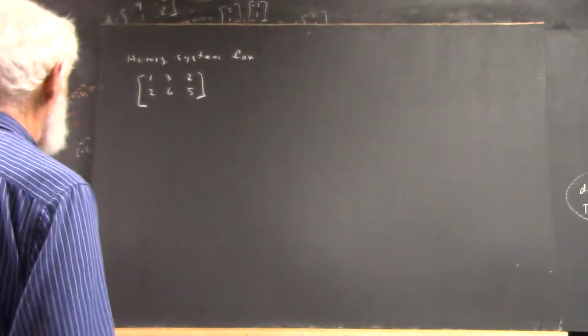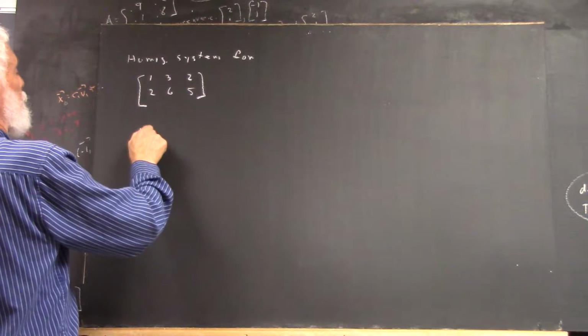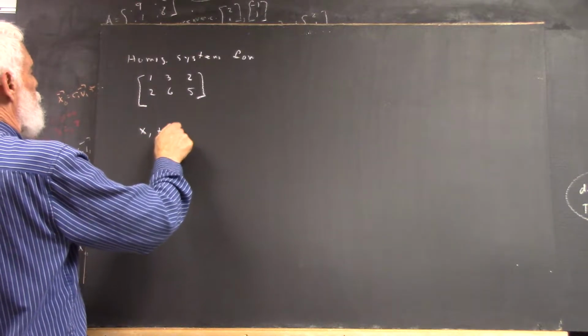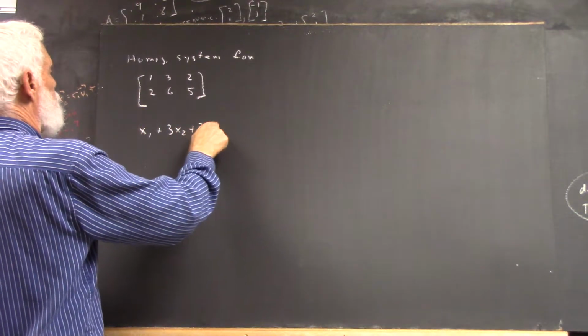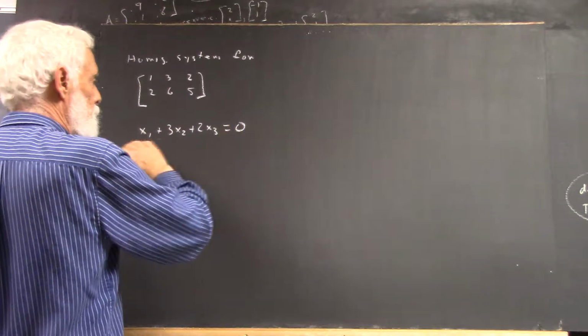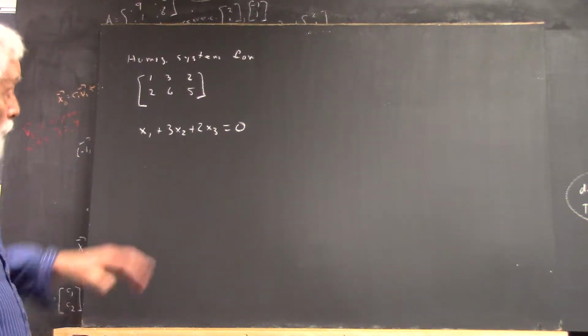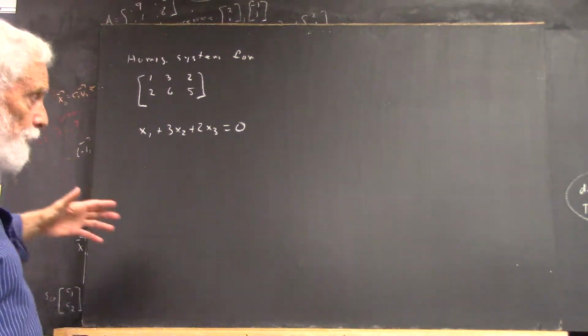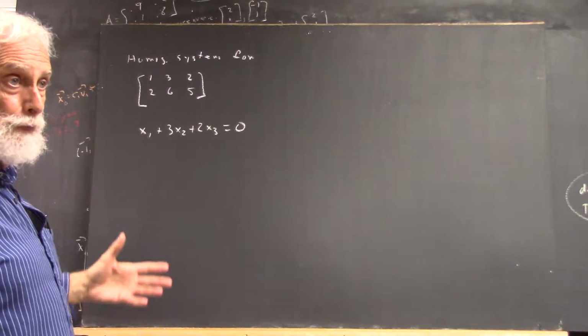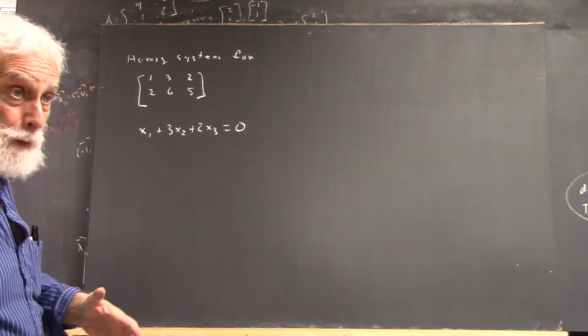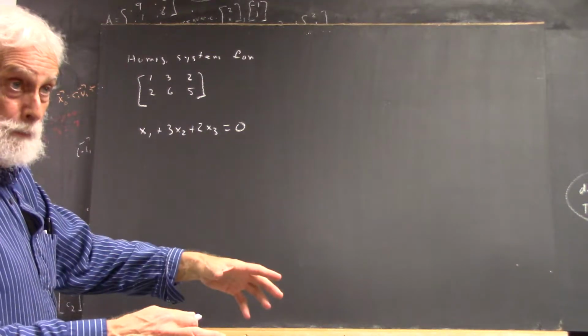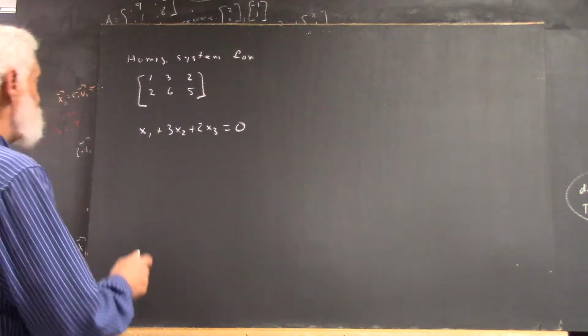And what do I mean by homogeneous system? This would mean like x1 plus 3x2 plus 2x3 equals 0. Homogeneous means all your equations are equal to 0. And these are very important for structures of linear transformations when we find what's called the kernel or null space, a set of vectors that map to 0. Okay?